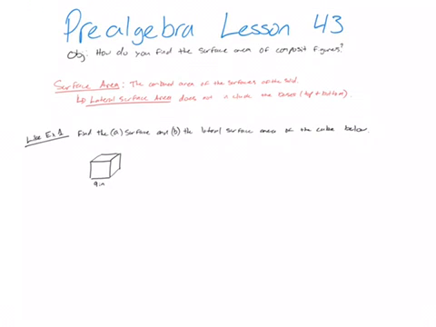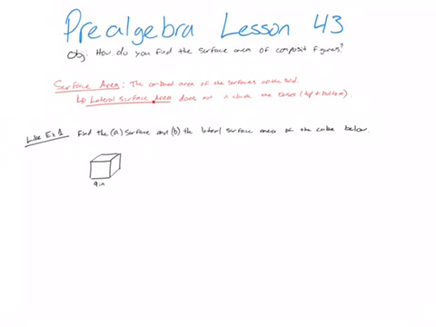Our objective is how do you find the surface area of composite figures? And the surface area is just the combined area of the surfaces of a solid. So think about adding up the area of each of those sides. This is extremely helpful when you're thinking about maybe siding the side of a building or painting a room.